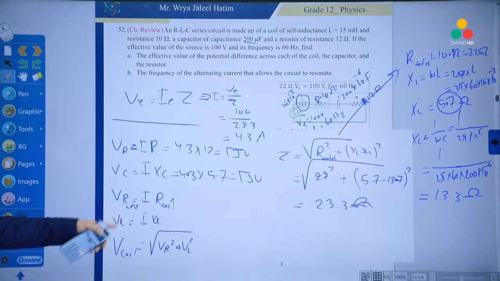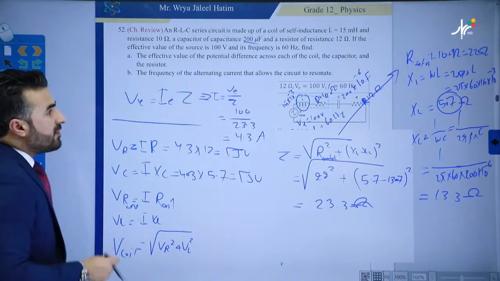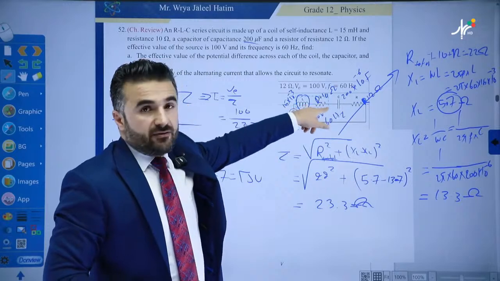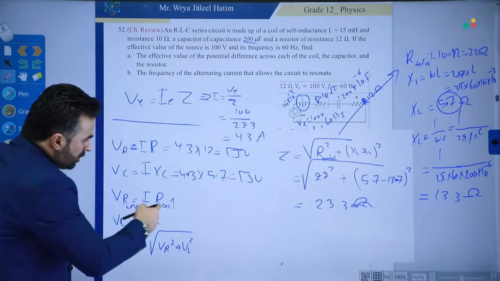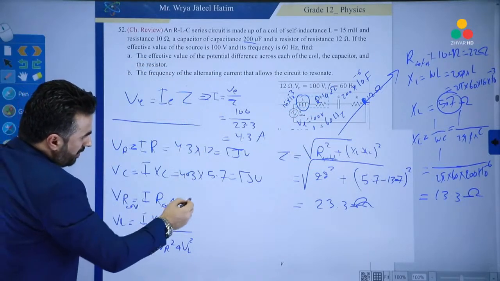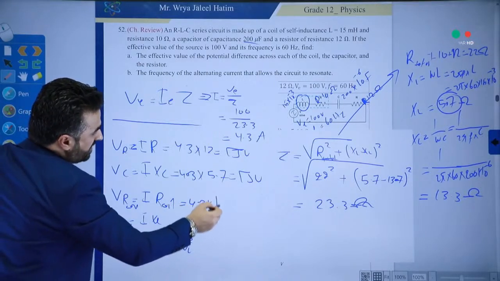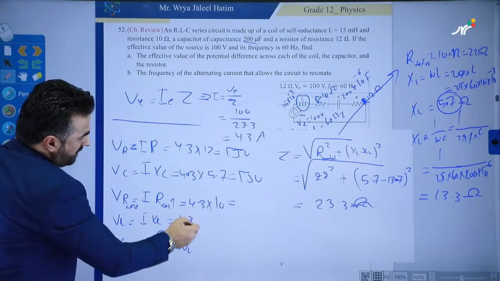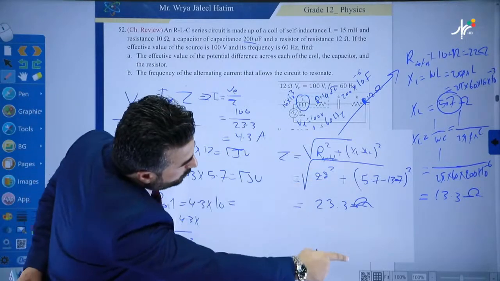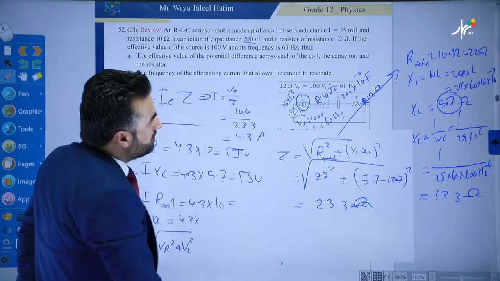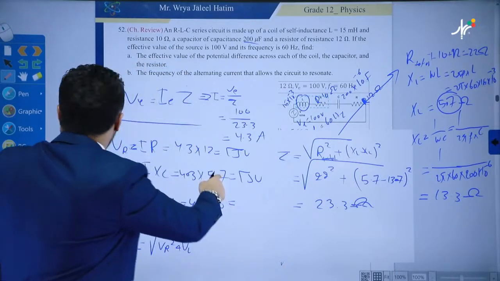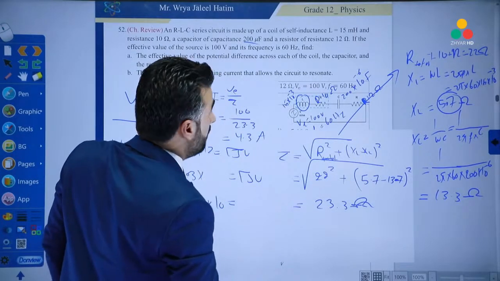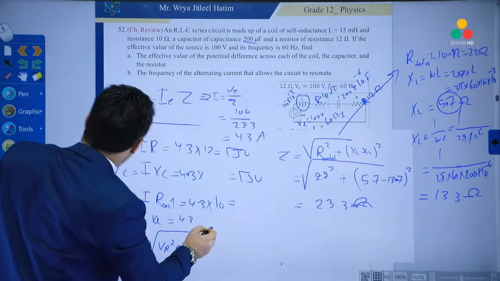But there is something you need to be aware of. For the coil here, we have two parts: the inductance, or self-inductance, and the resistance. So I'll find the voltage across the resistance of the coil. The resistance of the coil was 10, so that is going to be 43. And for this one, 4.3 times XL, which we found. I think I've made a mistake here. Instead of this 5.7, it was for the XC, my bad. As a matter of fact, it was for XL here, so I'll have to write 5.7.